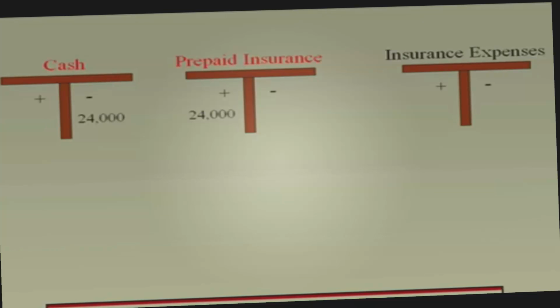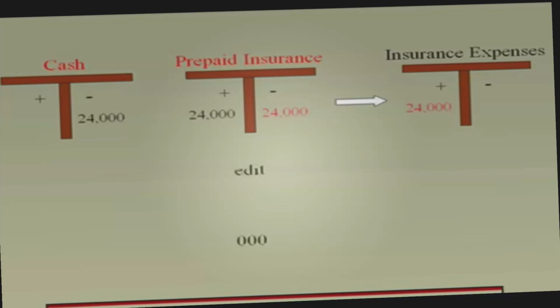Right now, it's an asset because the insurance company owes you. At the end of the year, do they still owe you? No, because they provided you with the service. So nothing is prepaid anymore, you got the service. So what happens? There you go. 24,000 goes out of prepaid insurance, which is an asset, and goes into an insurance expense account. So at the end of the year, this asset gets converted to an expense.